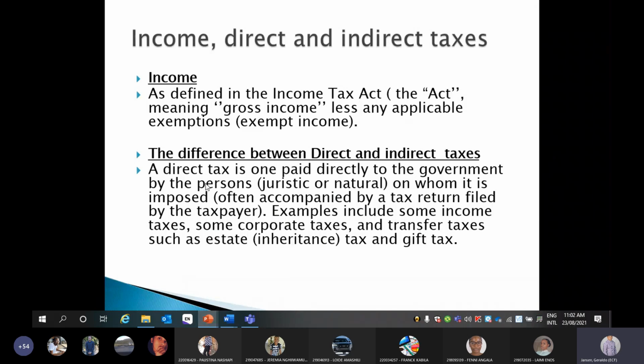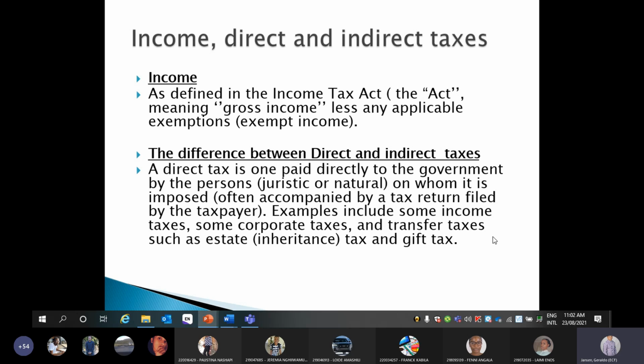All right. So on whom it is imposed, often accompanied by a tax return filed by the taxpayer. So guys, a direct tax is one that you pay directly, and it basically just means that you must also fill in a tax return. I'm sure you guys have heard of a tax return. Our purpose is actually to calculate the figures that need to go to the tax return.